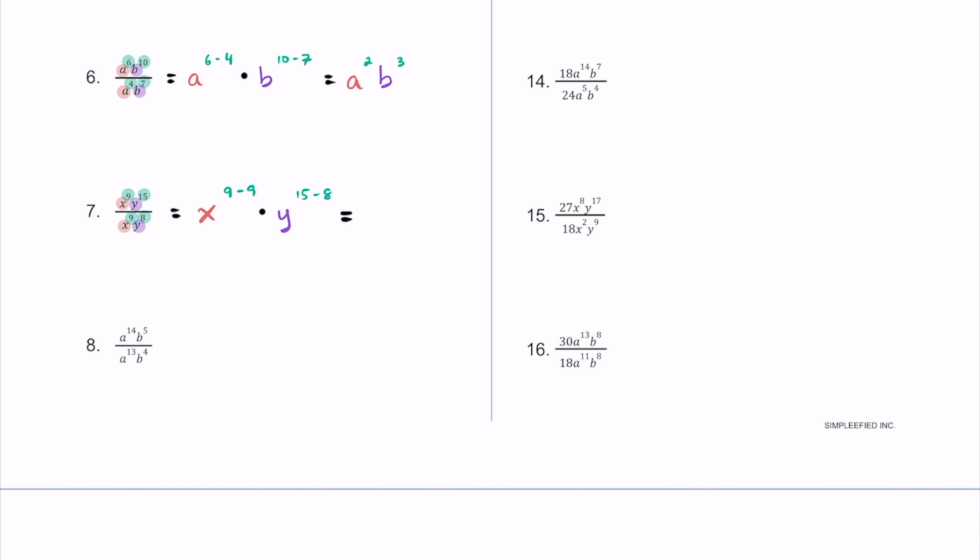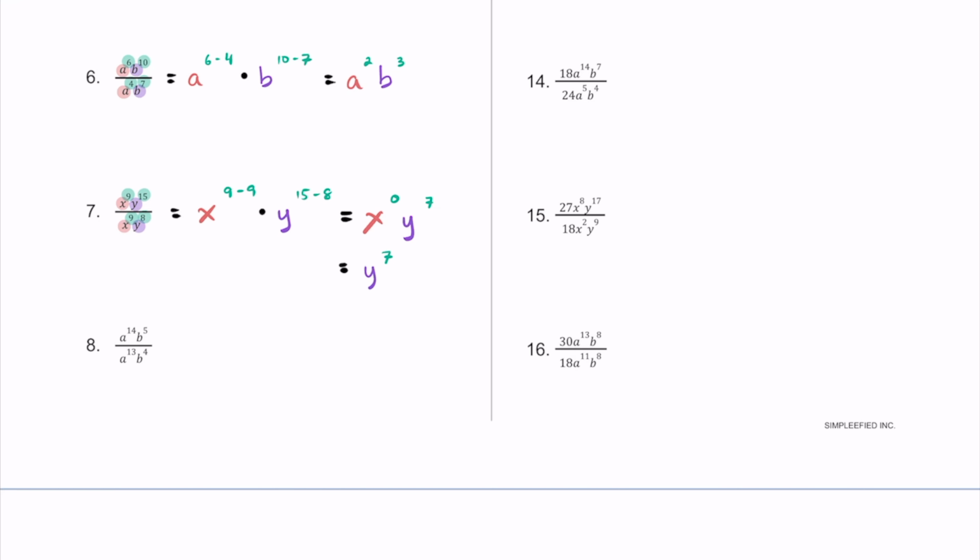Now, what is x to the 9 minus 9 power? Well, 9 minus 9, that's going to be 0. So that's going to be x raised to the 0th power. Hopefully you're thinking of something to do with that in just a moment. I'm just going to write it out to be super clear though. And then we have y to the 15 minus 8 power, which is going to be to the 7th power. Now, anything raised to the 0th power is just equal to 1. So this x to the 0th power is really just going to equal 1. So 1 times y to the 7th power is just going to be y to the 7th power. That would be our most simplified expression.